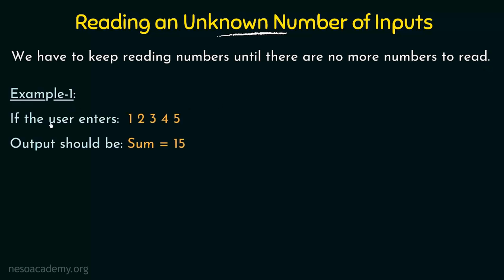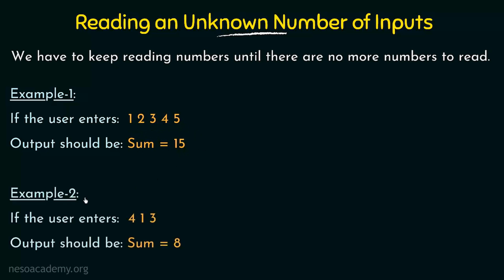So here is an example. We ask the user to enter some numbers and the user enters 1, 2, 3, 4, 5. In this case, there are 5 numbers. We have to add all these 5 numbers and say that the sum is equal to 15. Or for example, in another case, the user enters just 3 numbers, like here 4, 1 and 3. We have to add 4 plus 1 plus 3 and say that the sum is equal to 8. So this is what we want to do, and let's see how we can do this.